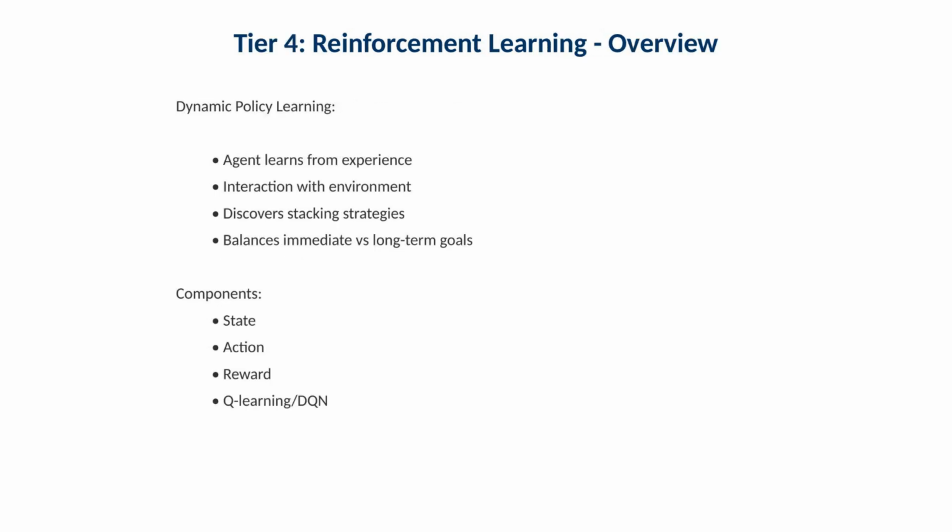Tier 4 reframes stacking as a sequential decision problem. A reinforcement learning agent observes the yard state, chooses a placement action, receives a reward, and learns a policy over time. This is valuable when patterns repeat daily but conditions vary. The agent can adapt based on learned experience rather than relying only on fixed hand-designed rules.